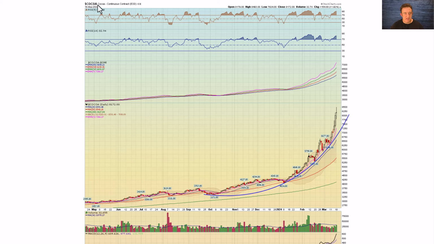Next, Jabber 67, here's cocoa. Look at this parabolic move. So, you see what DBA is doing, you see what some of these commodities are doing, you see what cocoa is doing. That is inflationary, guys. That does not help the Fed. Again, Bitcoin's had a hell of a run, but the move in Bitcoin isn't inflationary like this stuff.